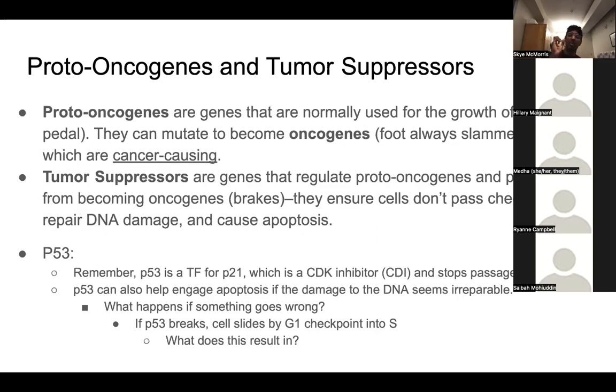Instead of their normal capacity, these proto-oncogenes have a gain of function, so they're acting out of control. These proto-oncogenes are always on. They're always telling the cell to grow. If the cell is always being told to grow and it does grow out of control, that is cancer, right? Cancer is the uncontrolled growth of cells.